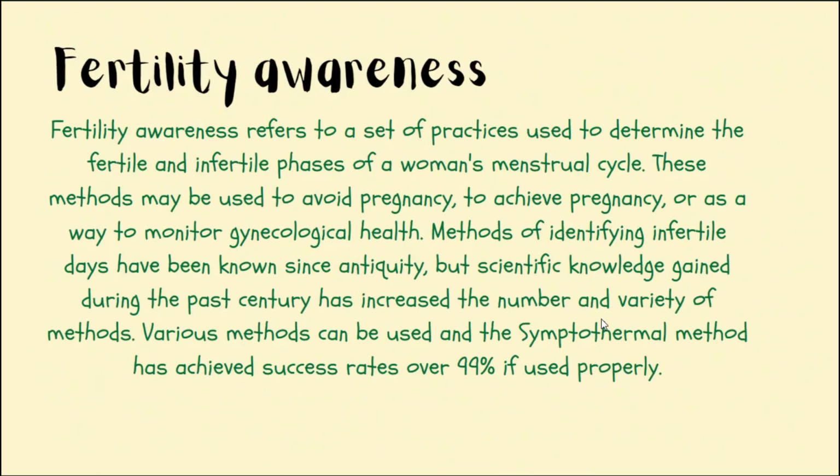Next, fertility awareness. Fertility awareness refers to a set of practices used to determine the fertile and infertile phases of a woman's menstrual cycle. These methods may be used to avoid pregnancy, to achieve pregnancy, or as a way to monitor gynecological health. Methods of identifying infertile days have been known since antiquity, but scientific knowledge gained during the past century has increased the number and variety of methods. Various methods can be used, and the symptothermal method has achieved success rates over 99% if used properly.